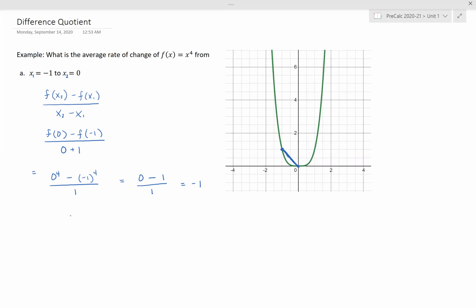Okay, so our average rate of change from x equals -1 to x equals 0 is -1. And that's that.